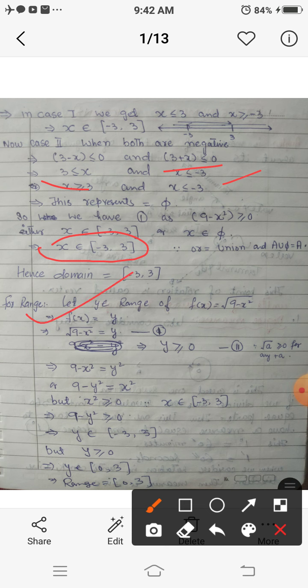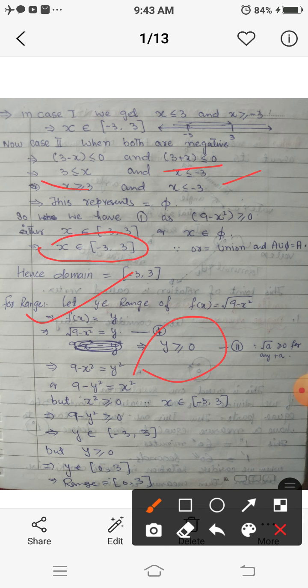Now f of x is defined as root 9 minus x square equals to y, which implies that in this case y is root of something, root of 9 minus x square. Root is always non-negative, which implies that y is non-negative. Non-negative means which is never negative. It may be 0 or positive. So this means that y is greater or equals to 0. It is the first condition for y.